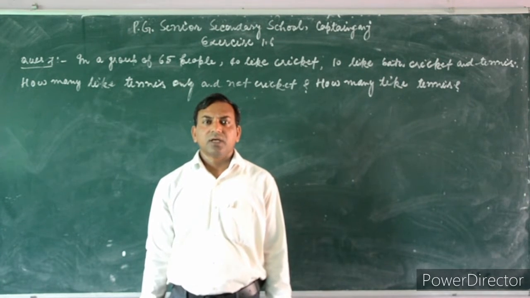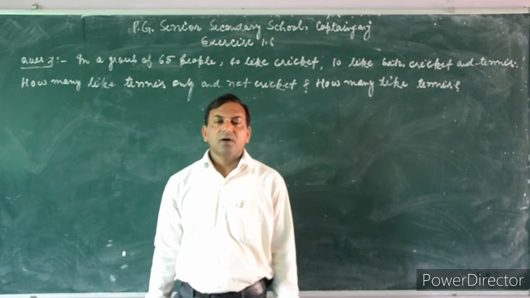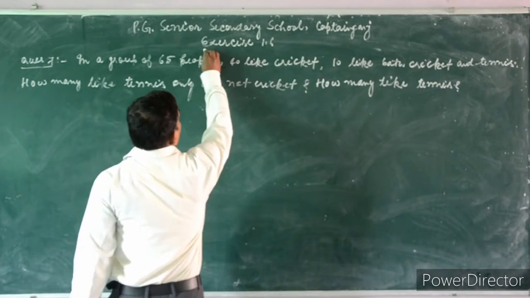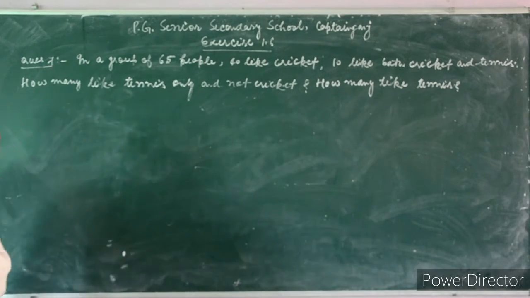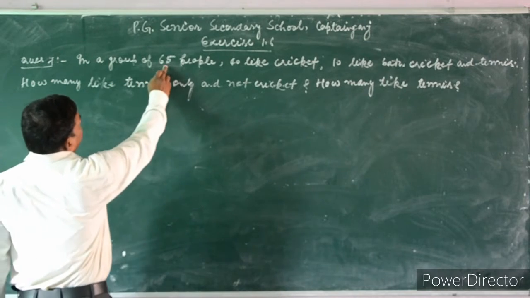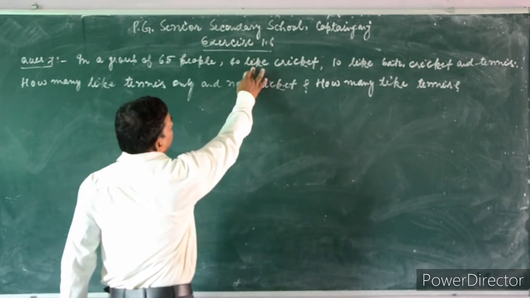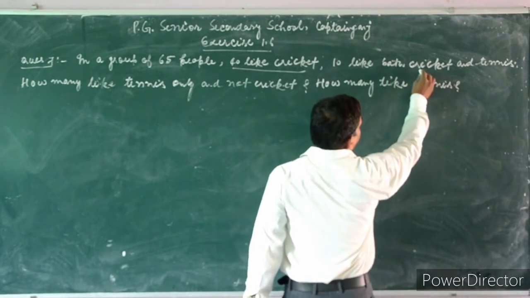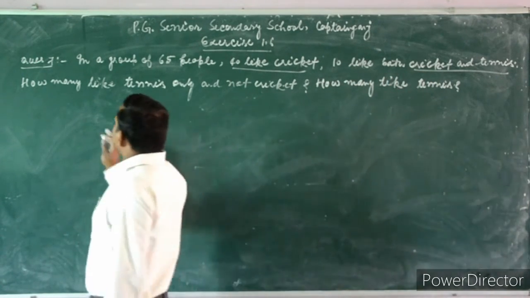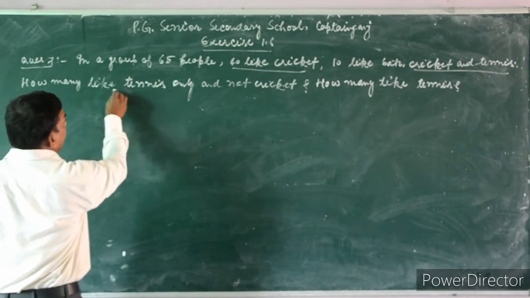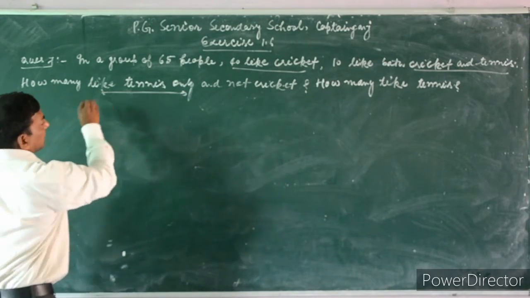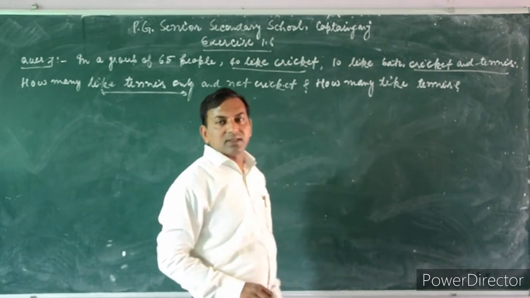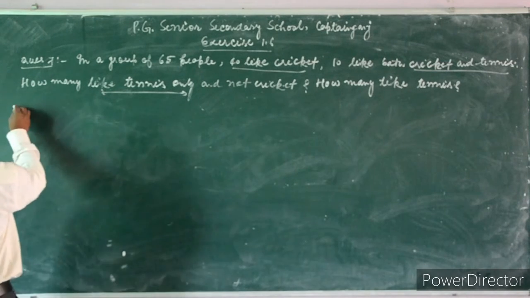Today I am going to solve question 7 of exercise 1.6. The question is: in a group of 65 people, 40 like cricket, and 10 like both cricket and tennis. Now, how many like tennis only, and not cricket? And how many like tennis? First, suppose, here is the solution.